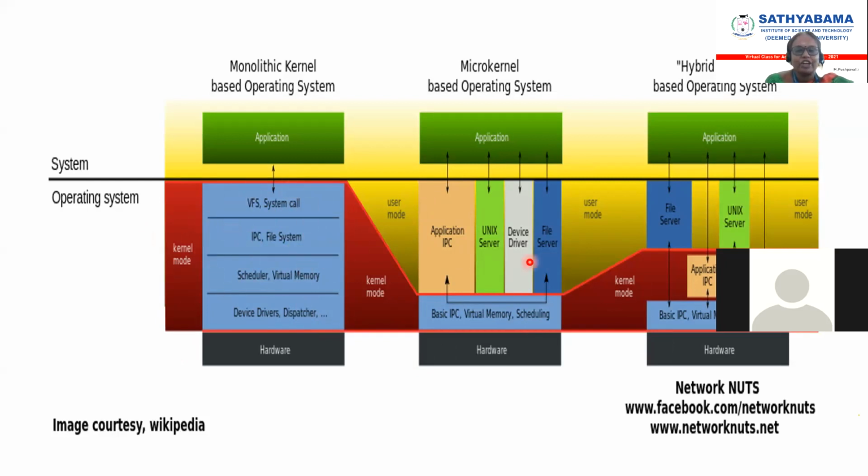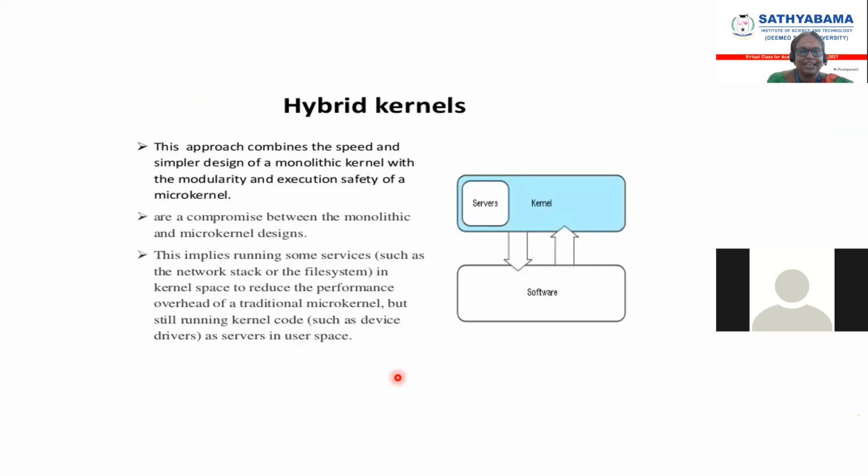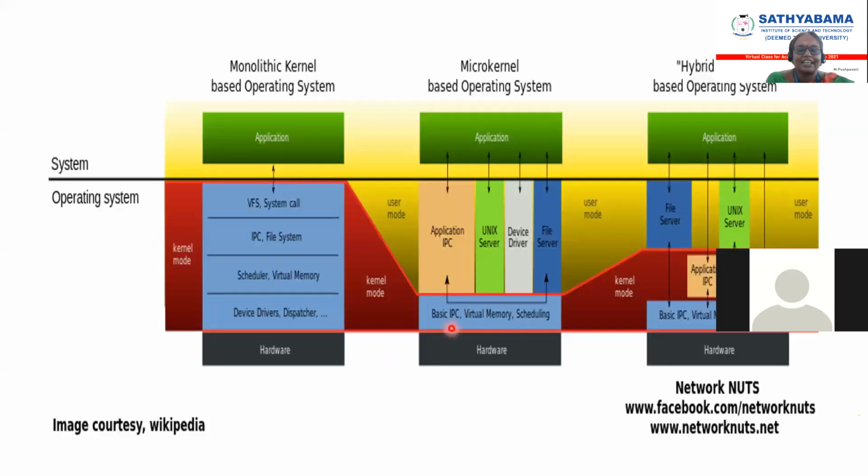Here you see that file system, memory management, device drivers, everything will be in kernel mode. But when you go for micro, what happens now? It never takes all these things. It is all given to user mode, and only virtual programming and inter-process communication, IPC alone, it will take. Scheduling only it will take. The remaining all goes to user. The hybrid kernel will take some file and Unix server to user mode, and the application IPC, device driver, some basic communication management, memory management, and scheduling will come under hybrid.